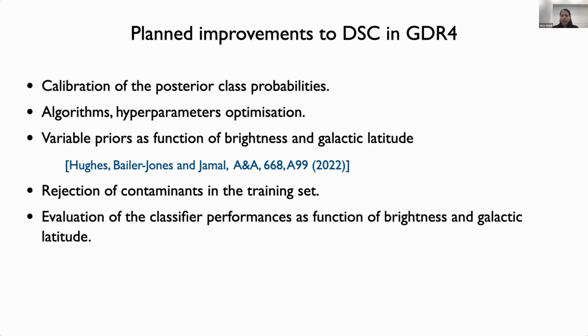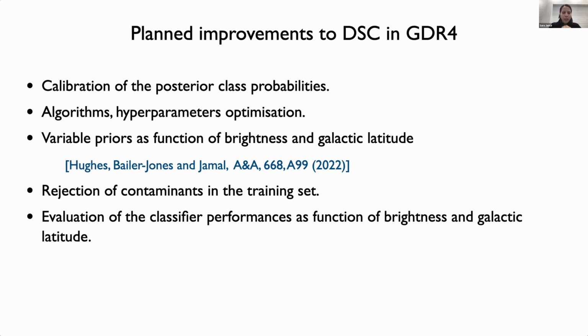Yes, so here we are listing a few points on the planned improvements for the next data release. Among the list of improvements, we have a calibration of the posterior class probabilities. As you can directly see in DR3, the class probabilities provided by DSC can be a little bit extreme, meaning that we are a little bit over 99%. So we are working on the calibration of the posterior class probabilities.